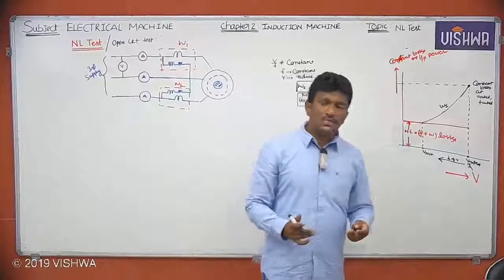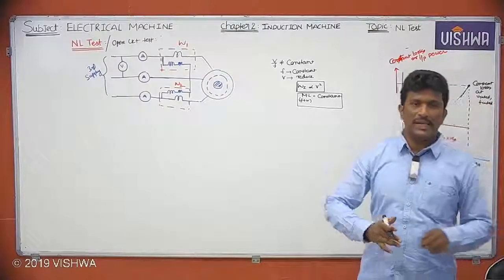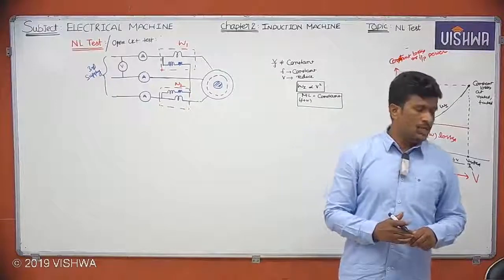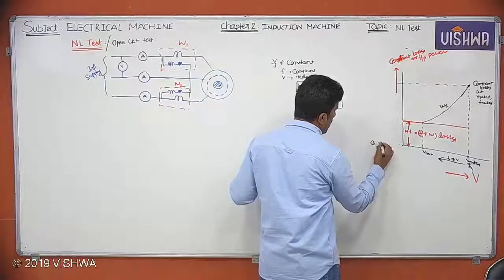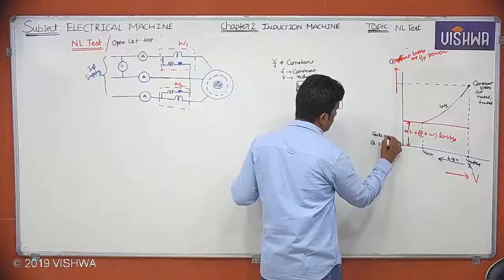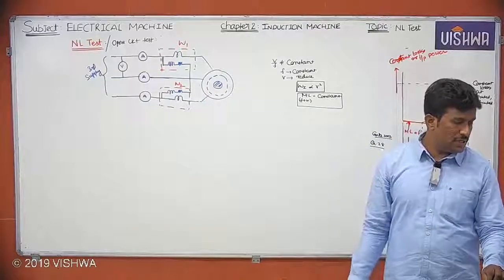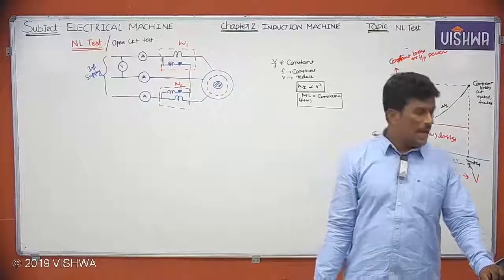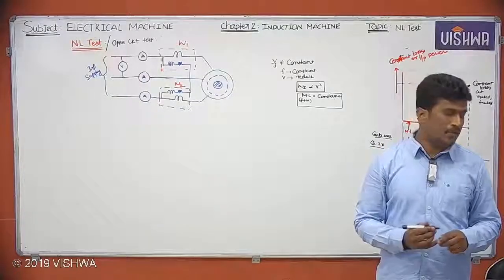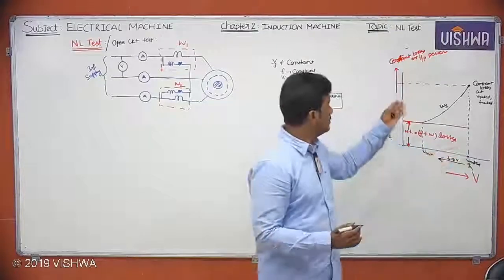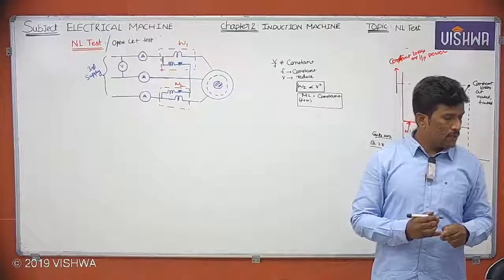Before that, please see your classroom workbook, question number 28, asked in GATE 2003. The question: no load test on a three-phase induction motor was conducted at different supply voltages and a plot of input power versus voltage was drawn. That is, input power or constant losses versus voltage was drawn.